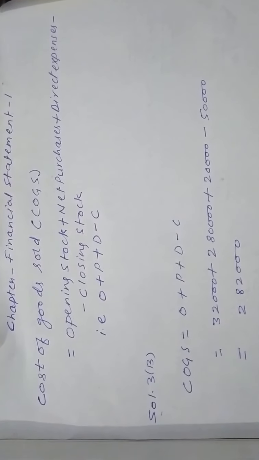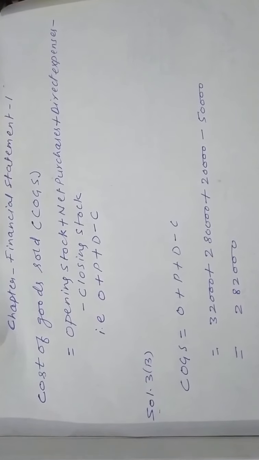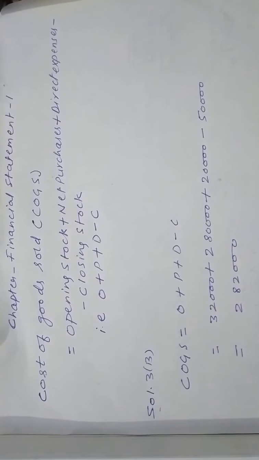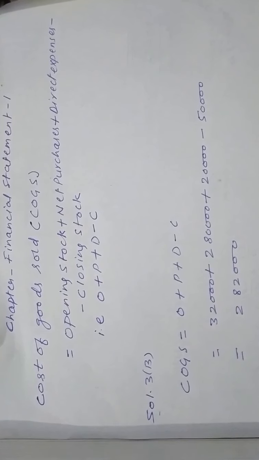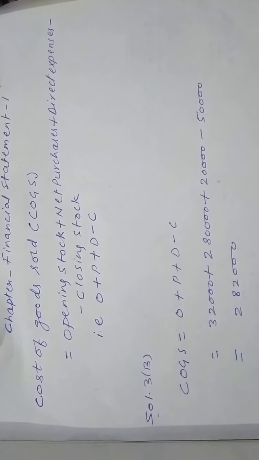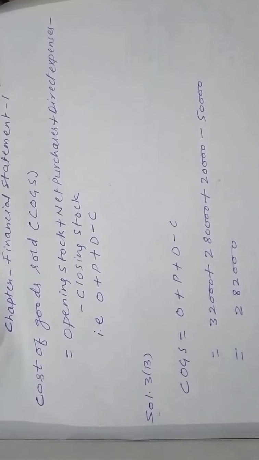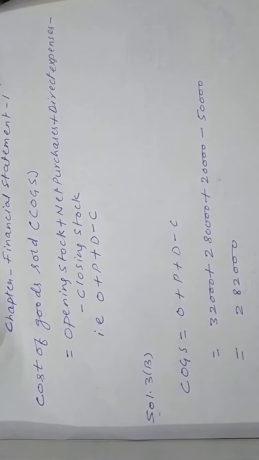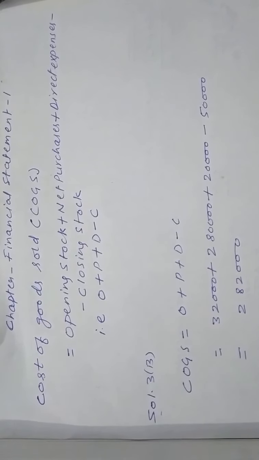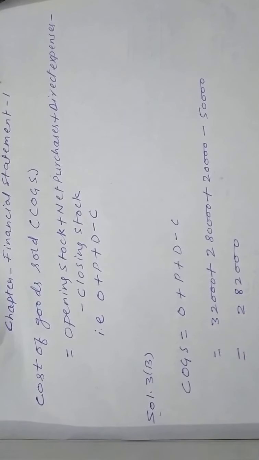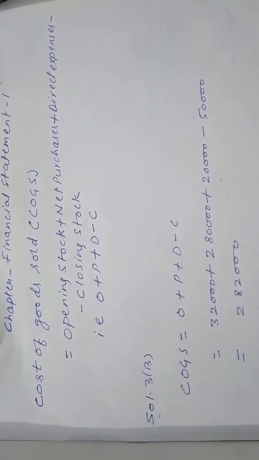Here in this online class session, I will proceed further with the chapter Financial Statement 1. Just look over the written portion. Cost of goods sold, COGS. What is the cost of the goods which were sold by the firm in the market?